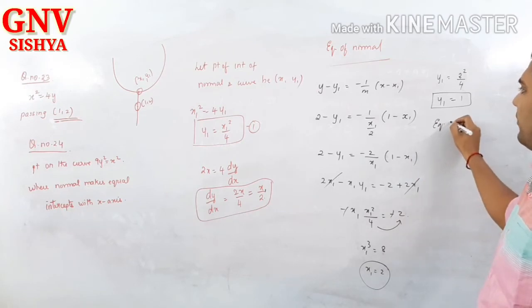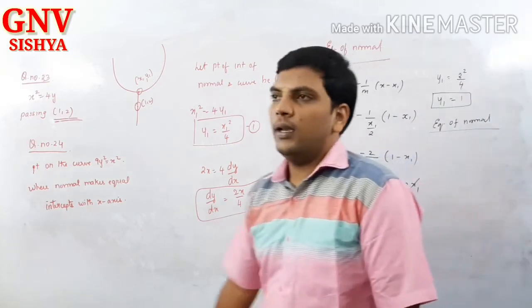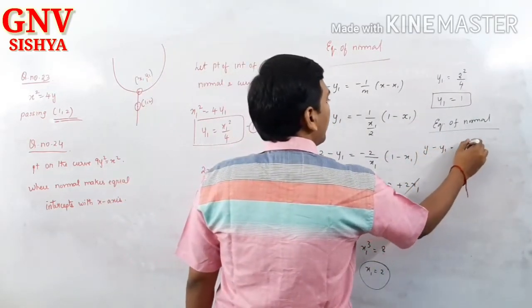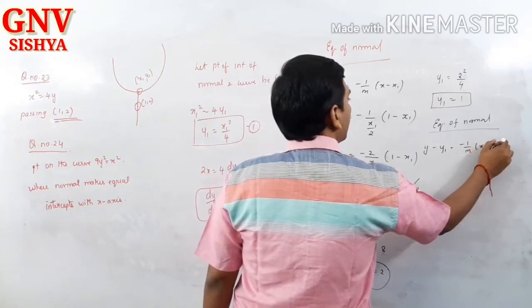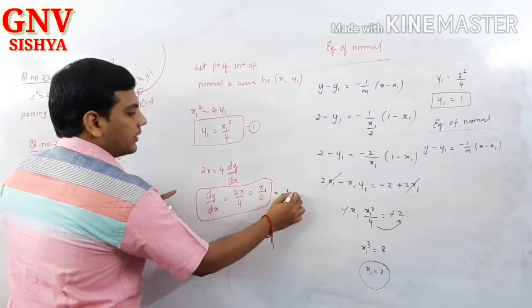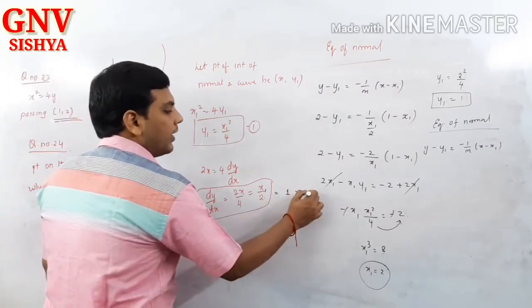Now you can find the equation of normal. How can you find the equation of normal, Kana? Very simple. Again the same equation: y minus y1 is equal to minus 1 by m into x minus x1. Correct? So your slope value also you can find. The slope value is nothing but 2 by 2, which will be equal to 1. So this is your m value.